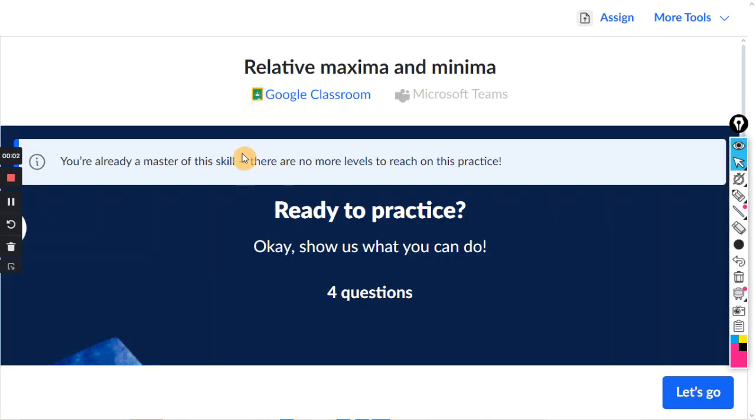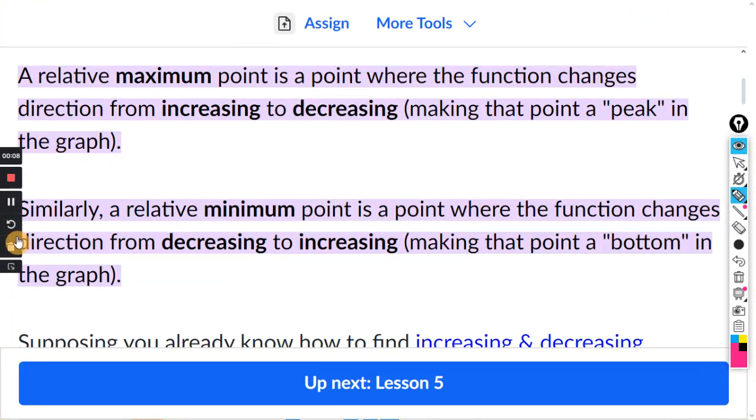This will be for the exercise on relative maxima and minima. This is from an article on Khan Academy for the relative maximum. The function changes from increasing to decreasing. In other words, it is a peak.